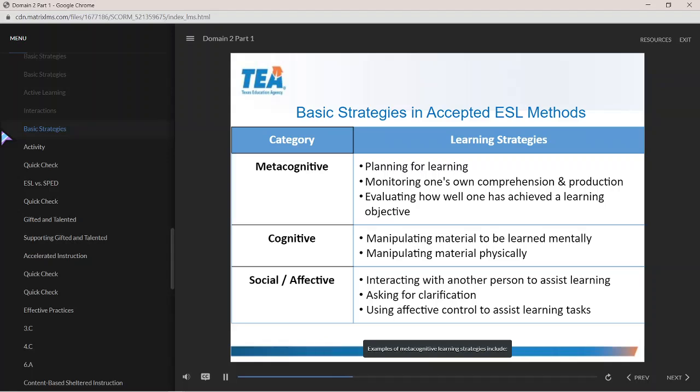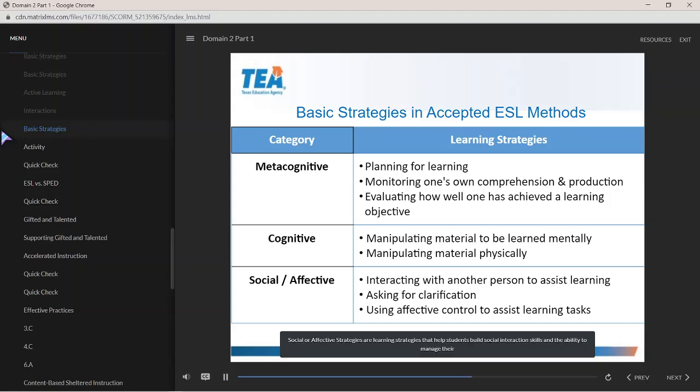Examples of metacognitive learning strategies include planning for learning, monitoring one's own comprehension and production, and evaluating how well one has achieved a learning objective through self-reflection. Cognitive strategies involve using one's own mind to solve a problem. Examples of cognitive strategies involve manipulating the learning material in some way. This can be accomplished mentally through mental problem-solving activities or physically using manipulatives.